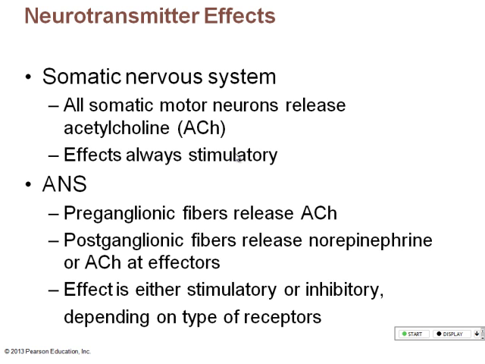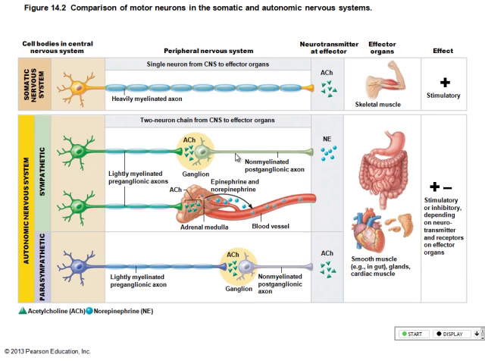The autonomic nervous system, we see preganglionic fibers that release acetylcholine. Postganglionic, past the ganglion, fibers release neurotransmitters like norepinephrine or acetylcholine at some of the different effectors. An effect is either stimulatory or inhibitory. So these neurotransmitters can also stop nerve impulses, inhibit. You see this little diagram on page 526 in your textbook. Composition of motor neurons in the somatic and autonomic nervous system.